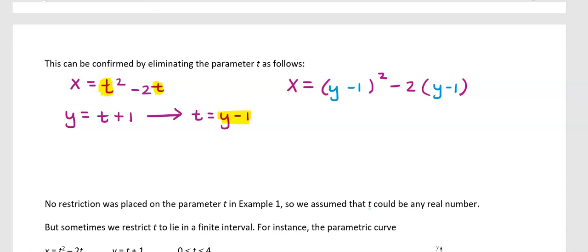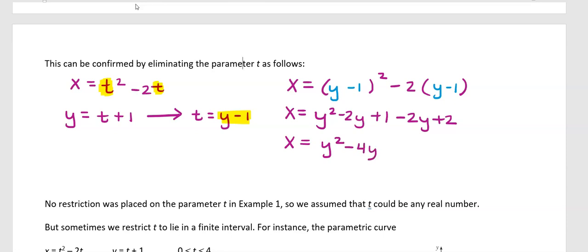So if I were to simplify this and FOIL out this first part, y squared minus 2y plus 1, and then distribute the negative 2y plus 2, combine our like terms, we get y squared minus 4y plus 3. We can see that this is, in fact, a parabola. So it confirms what we discovered using our graphing techniques.